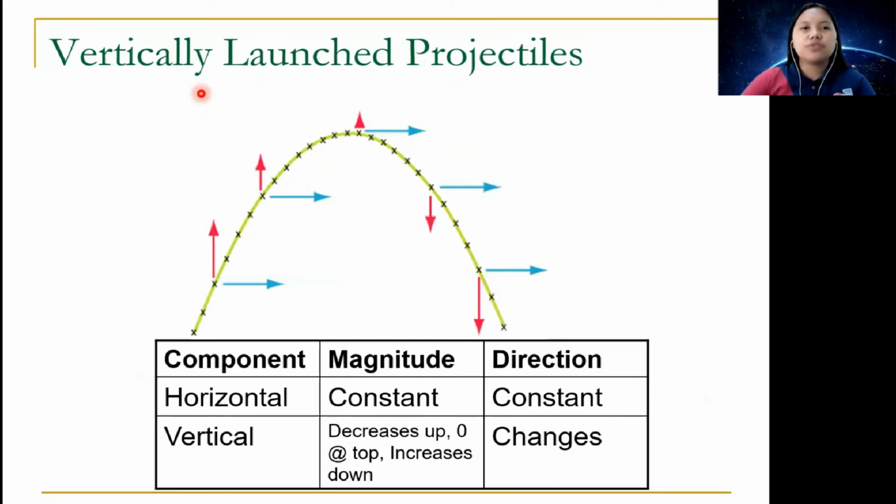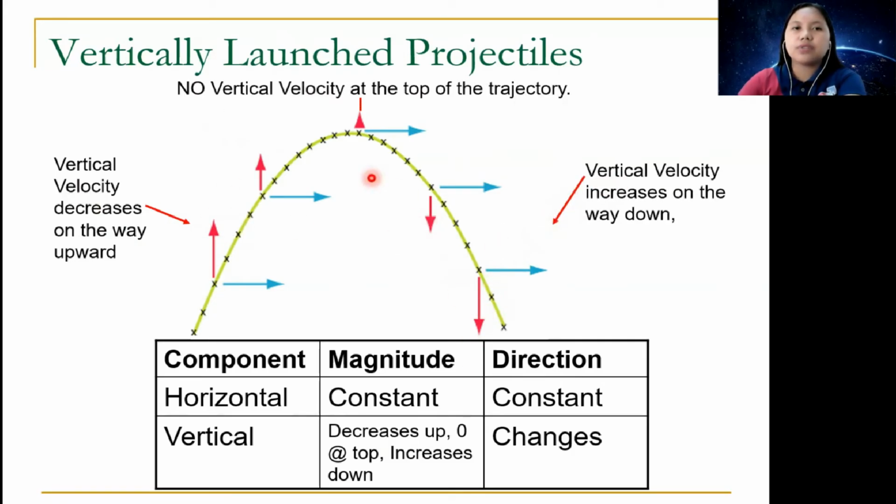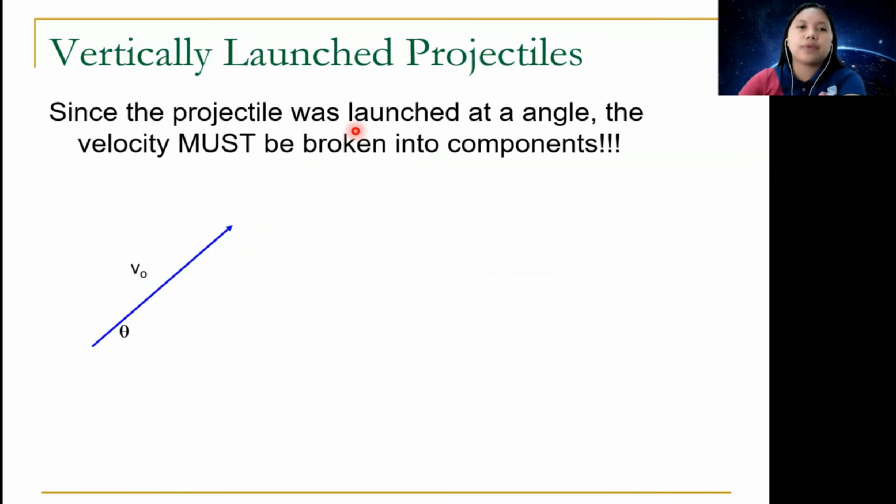Okay. So in vertically launched projectiles, it's different. In horizontal, it's constant, but in vertical, it is different. The magnitude decreases as it goes up, alright, and it increases as it goes down. But the direction changes as well. The vertical velocity decreases on the way upward, and it increases on the way down. So there is no vertical velocity at the top of the trajectory.